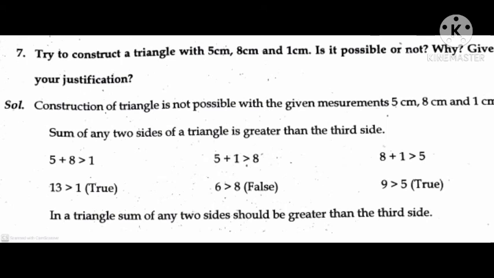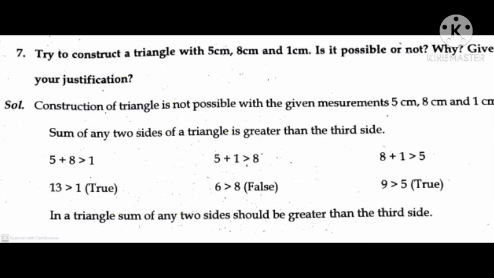Observe here, 5 plus 8 is greater than 1. 5 plus 8 means 13. 13 is greater than 1. It is a true statement. Next, we have to take another two sides. That is 5 plus 1 is greater than 8. 5 plus 1 means 6. 6 is greater than 8. It is a false statement.